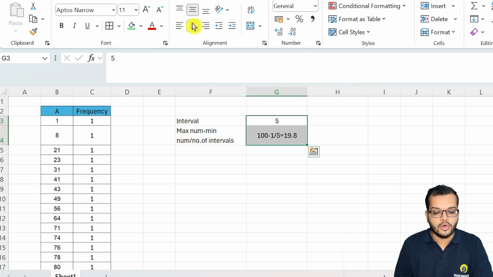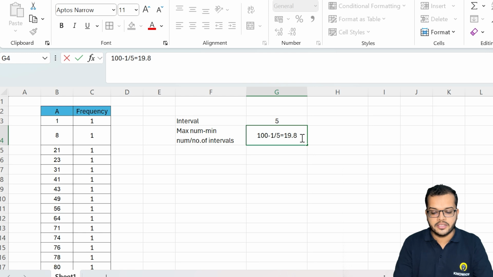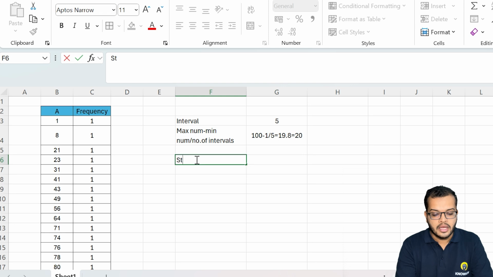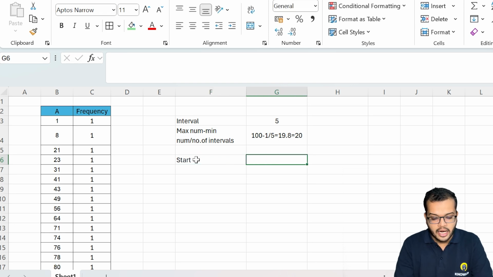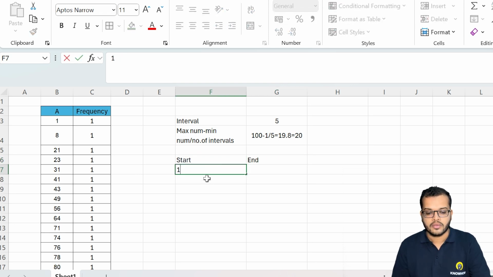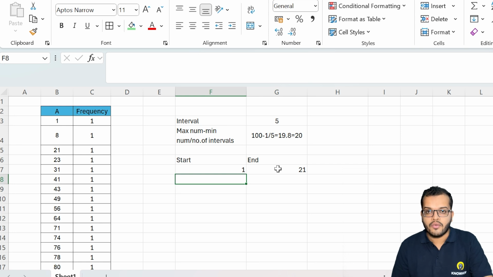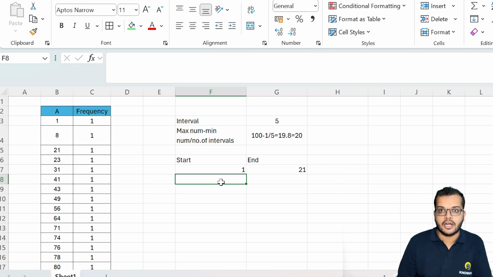In order to remove the decimal point, let me consider 19.8 as 20. Okay, now I have got my interval width. So let's understand the frequency distribution table. In this table, I start my interval here and end my interval here. So 1 adding with 20 becomes 21. Again, from where we have ended, we have to start from there, right?